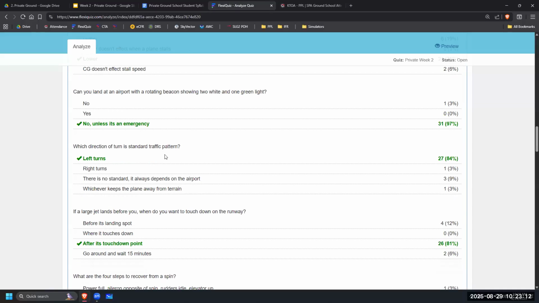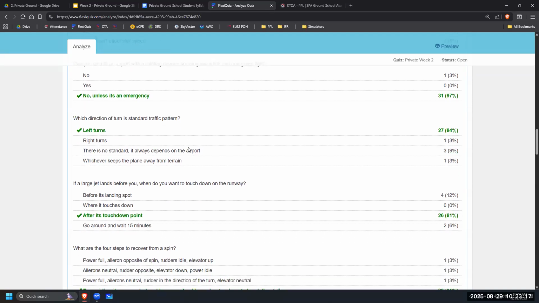Which direction of turn is standard? Dang, I was hoping for 100 on this. Which direction of turn is standard traffic pattern? Left turns, right? Left turn standard. We do right turns at Torrance. That means it's non-standard. There's no standard. Not correct. Whichever keeps the plane away from terrain. That's an interesting answer, but it's left turns.